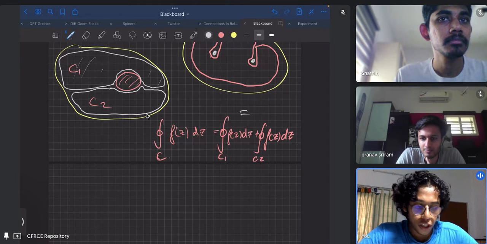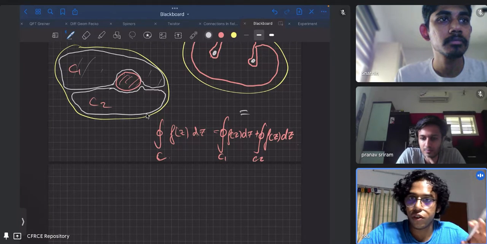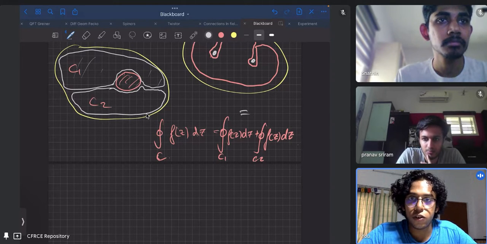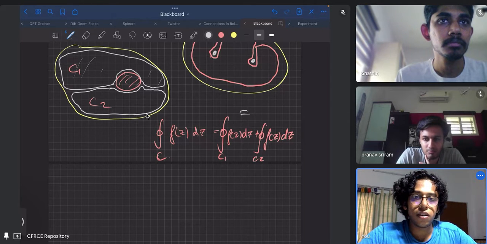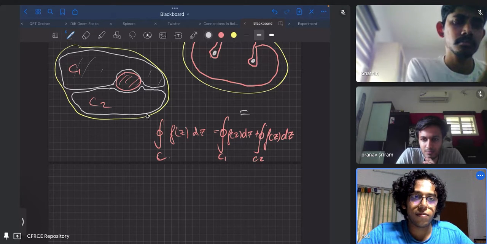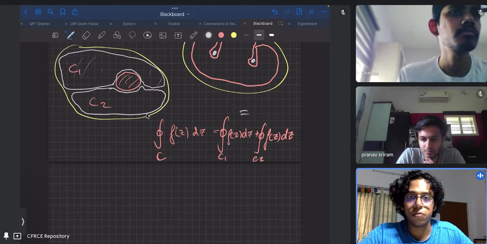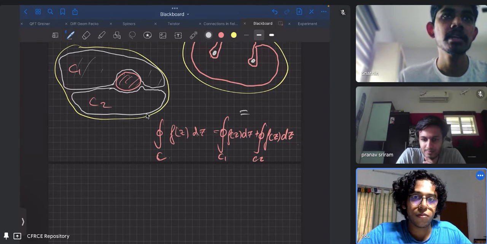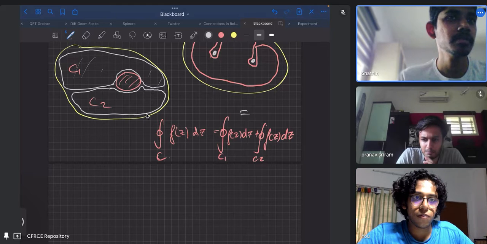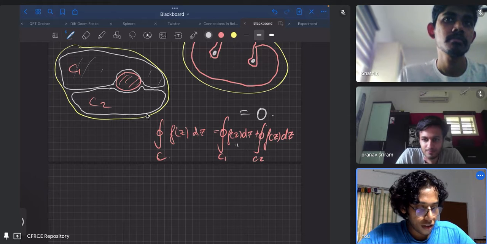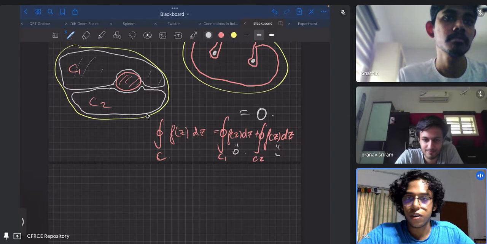It's smooth, continuous, analytic, and differentiable. It has no singularity. Both C1 and C2 have zero singularity. So what is this going to be? Stokes' theorem, Cauchy's theorem. Yeah, exactly. Because this is 0 and this is also 0.